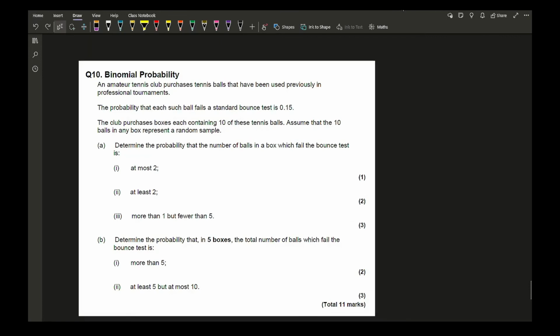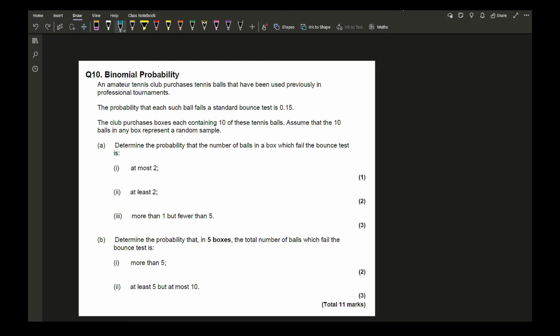So moving on to question 10, it's related to binomial probability. Reading the question, it says that an amateur tennis club purchases tennis balls that have been used previously in professional tournaments. The probability that each such ball fails a standard bounce test is 0.15. The tennis club purchases boxes, each containing 10 of these tennis balls. Assume that the 10 balls in any box represent a random sample. So it says determine the probability that the number of balls in a box that fail the bounce test is at most 2. So let's have a look at the probability.